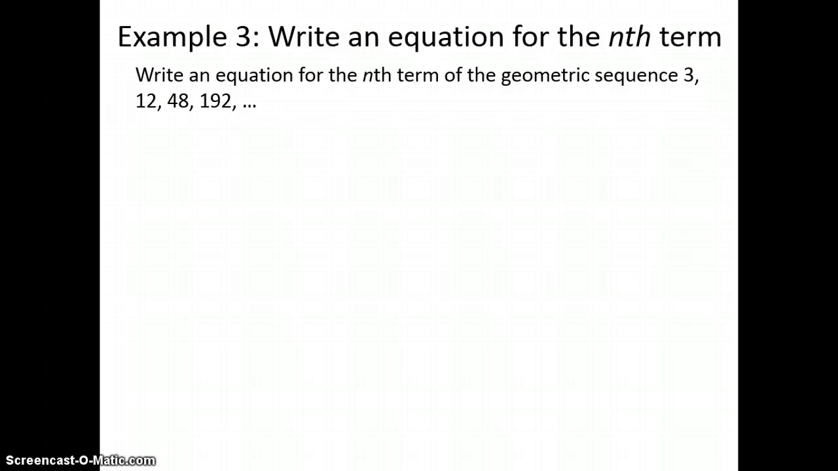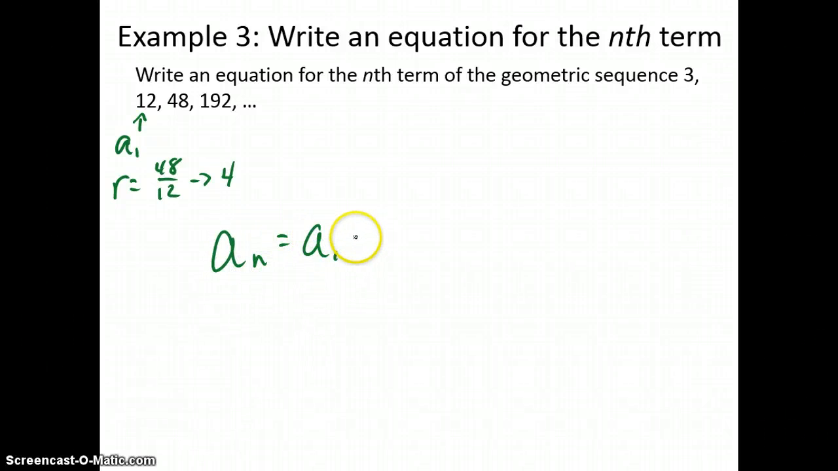Just like the arithmetic sequence, we're going to write an equation for the nth term here. I would always write out what you're given. So here you know that this is a sub 1. We can always find r, our common ratio, by doing one term divided by the previous, which ends up giving a common ratio of 4. So we go back to our formula, which says it's a sub 1 times r to the n minus 1, and we plug things in.